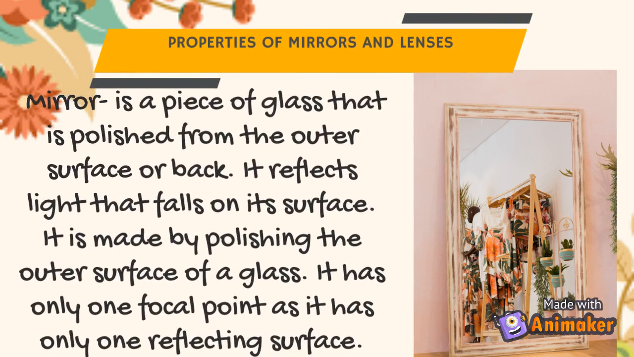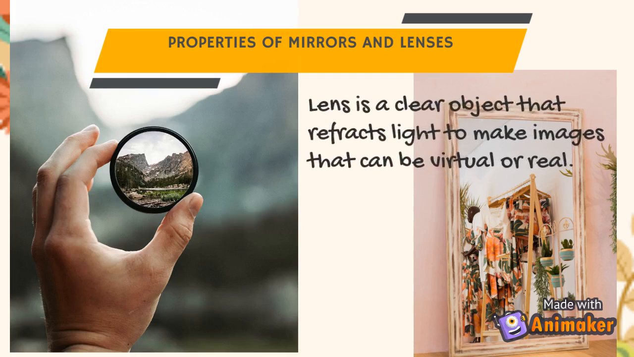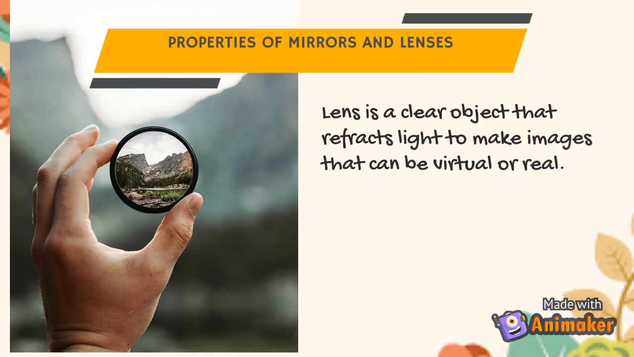A mirror is a piece of glass that is polished from the outer surface or back. It reflects light that falls on its surface. It is made by polishing the outer surface of a glass. It has only one focal point as it has only one reflecting surface. Whereas a lens is a clear object that refracts light to make images that can be virtual or real.